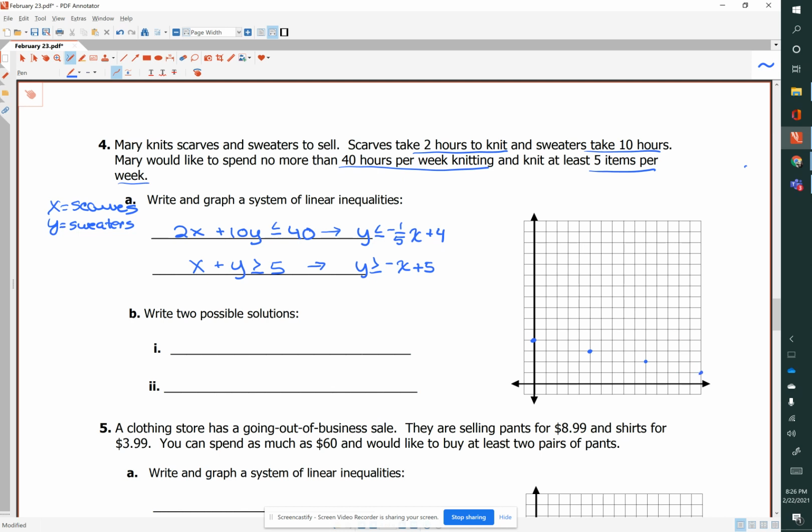And we'll graph that with a solid line. And we would graph below the line because it says it's less than or equal to. So now for the second inequality, we have a y-intercept of 5 and a slope of negative 1.